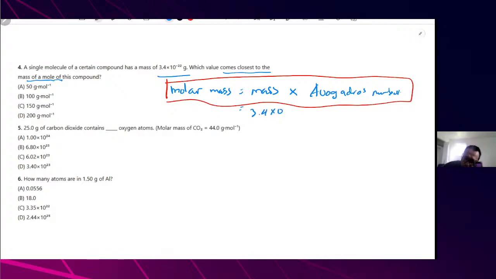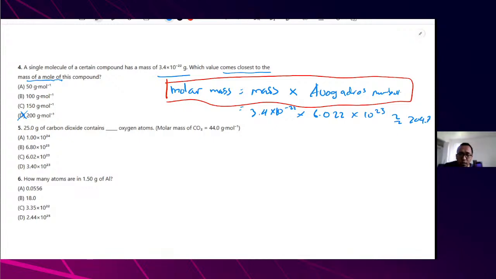3.4 times 10 to the minus 2, and then they will provide Avogadro's number, 6.022 times 10 to the 23. Okay, and then we end up with 204.7. So the answer should be D. It should be the closest one.